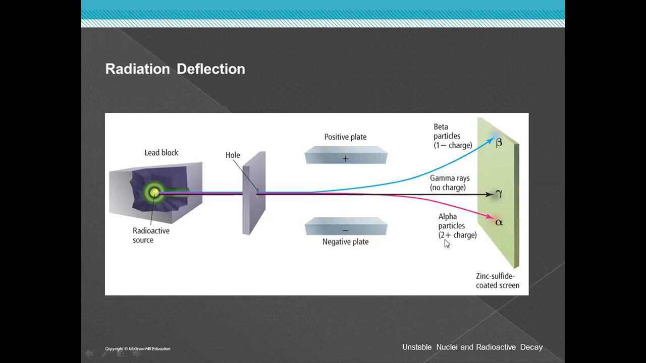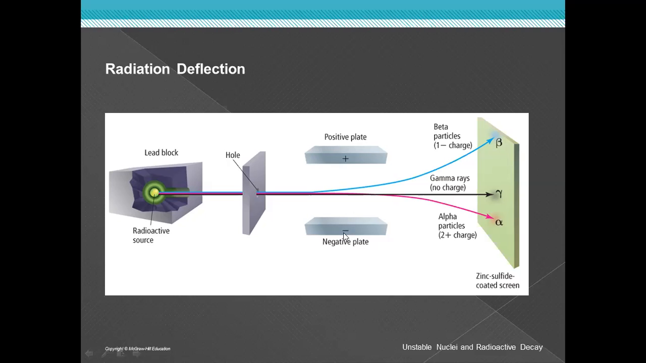While alpha particles are positive, so alpha particles will deflect downward. Why? To make attraction with the negative plate, because alpha particles have positive charge. So positive and negative will attract each other. So alpha particles will move downward. This is the difference between beta particles and alpha particles that we said. So we put a positive plate and a negative plate. When the positive plate attracts particles, the charge of these particles must be negative.